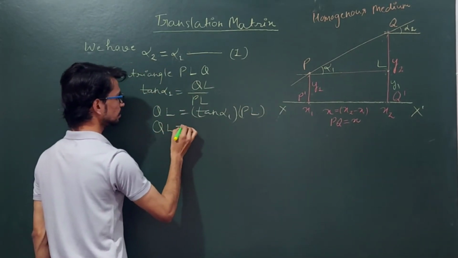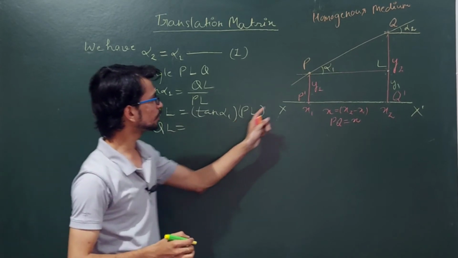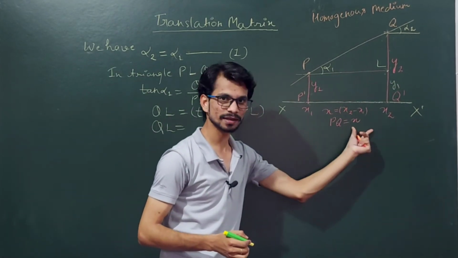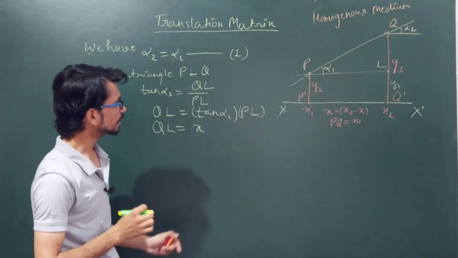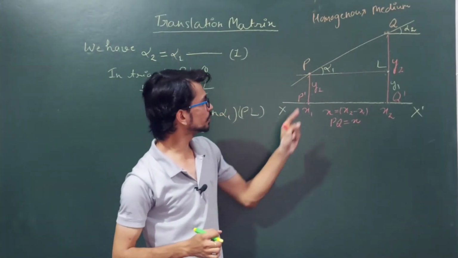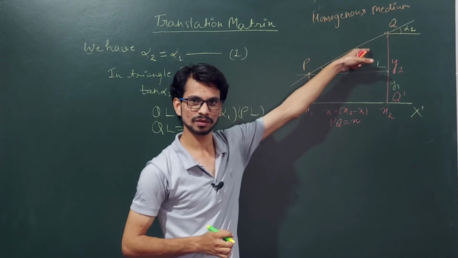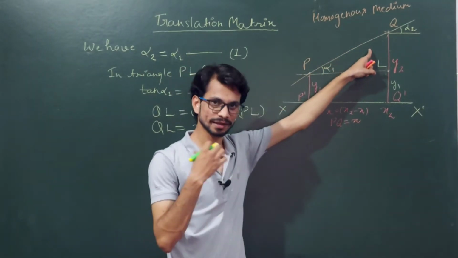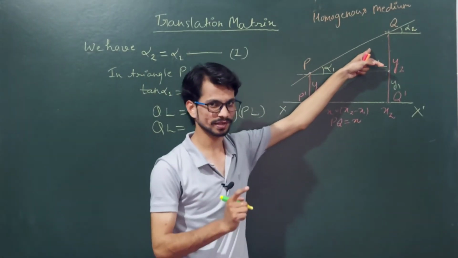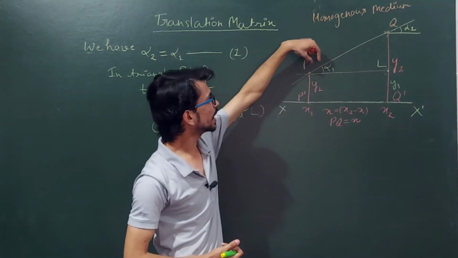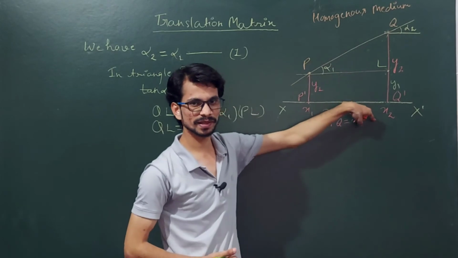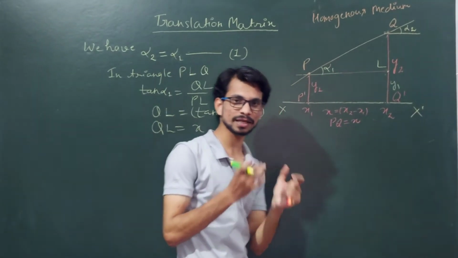So QL, what is the value of PL? PL is nothing but this x. I am writing this here. And as I have already told you, these are the paraxial rays. And what are the characteristics of the paraxial rays? The first characteristic of the paraxial rays is that the angle made by the paraxial rays with the principal axis is very small. They are very, very small.